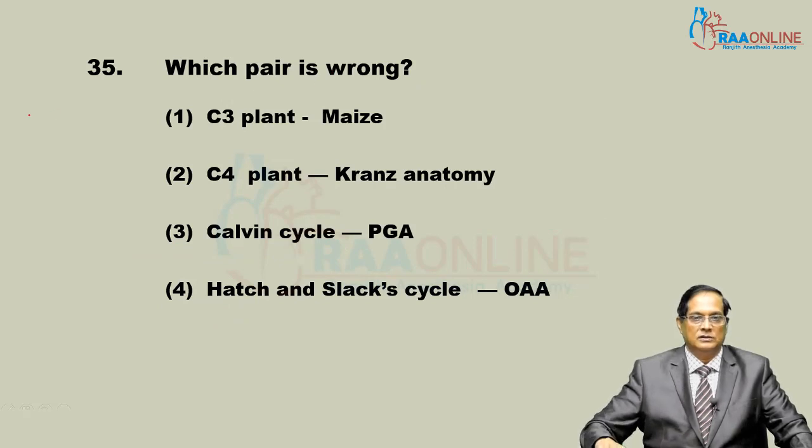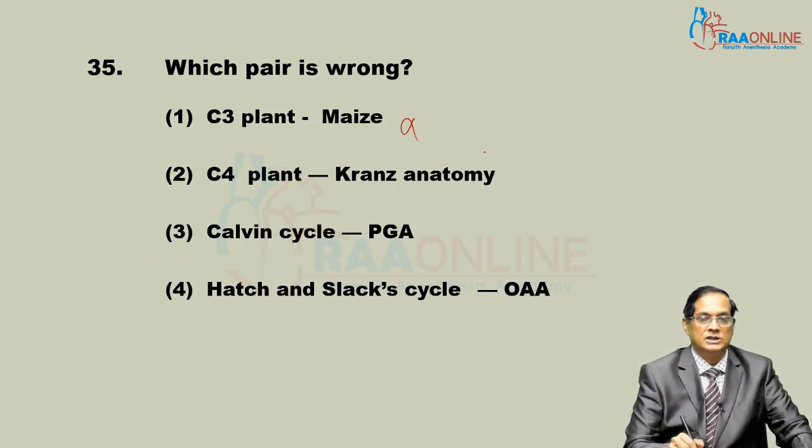35. Which pair is wrong? C3 plant, maize, wrong. C4. Maize is a C4 plant.